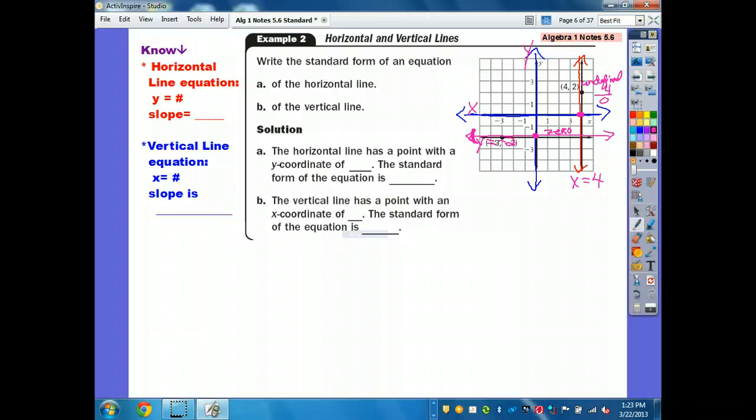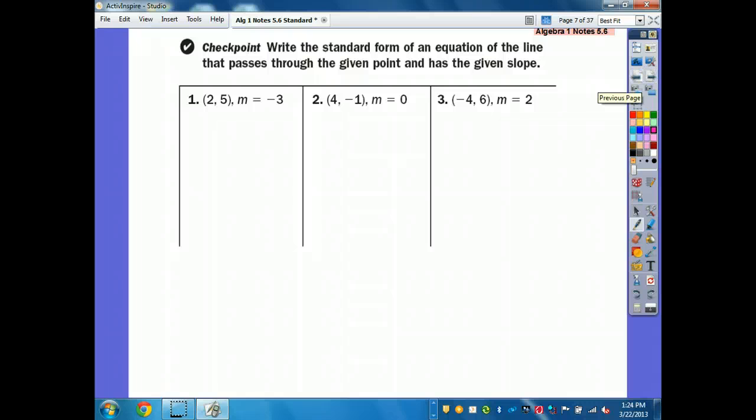Those are your easy ones that you want to watch for. All right, go right here, please. We're going to do these. We're going to do number 2 together, and then we'll do the next 3 together for today.